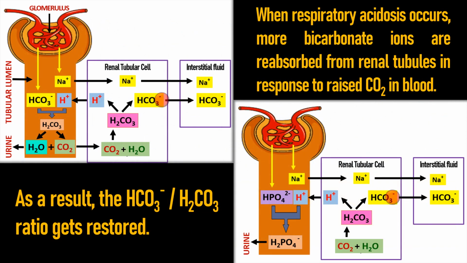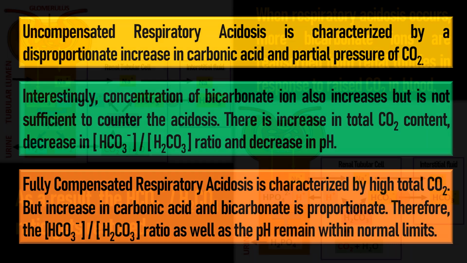Renal mechanism is of prime importance for compensating respiratory acidosis. When respiratory acidosis occurs, more bicarbonate ions are reabsorbed from renal tubules in response to raised carbon dioxide in blood. As a result, the bicarbonate-carbonic acid ratio gets restored. Though phosphate and ammonia buffering continues to occur in kidneys, reabsorption of bicarbonate ions takes precedence.